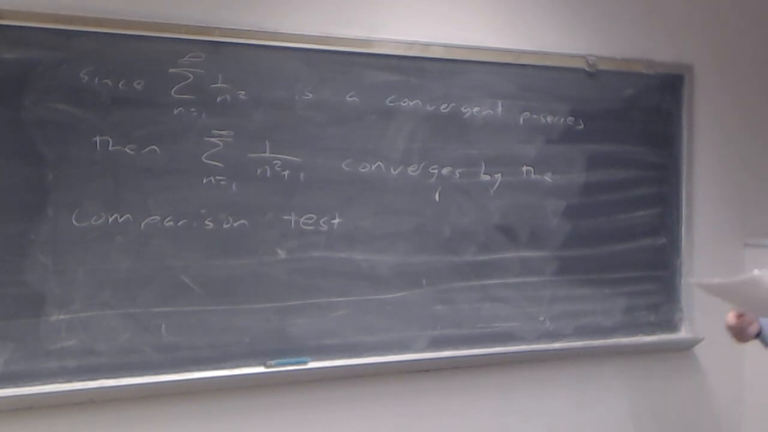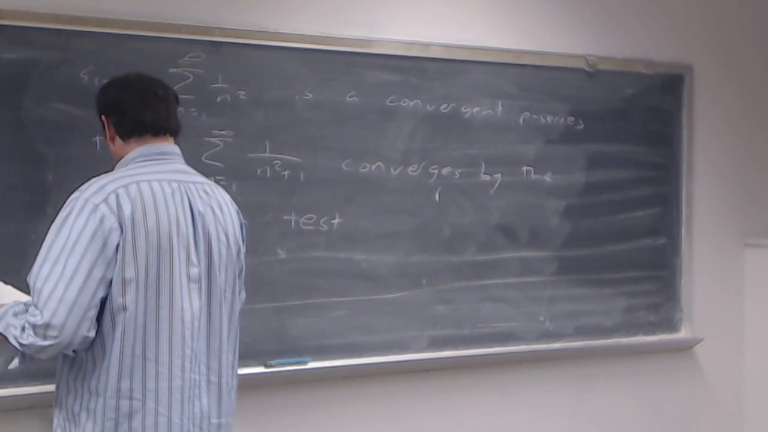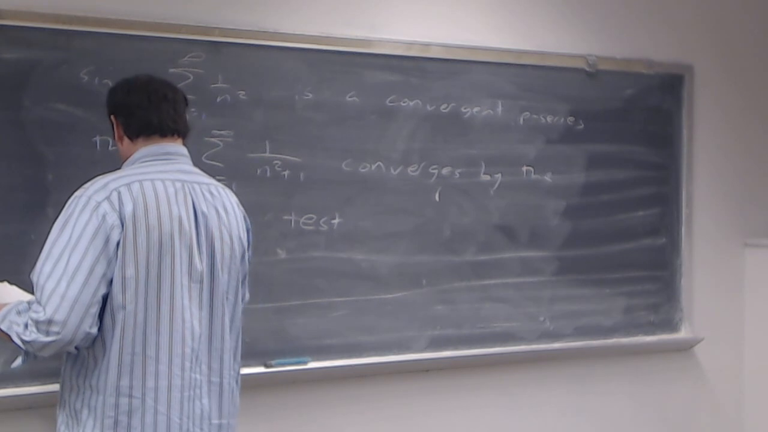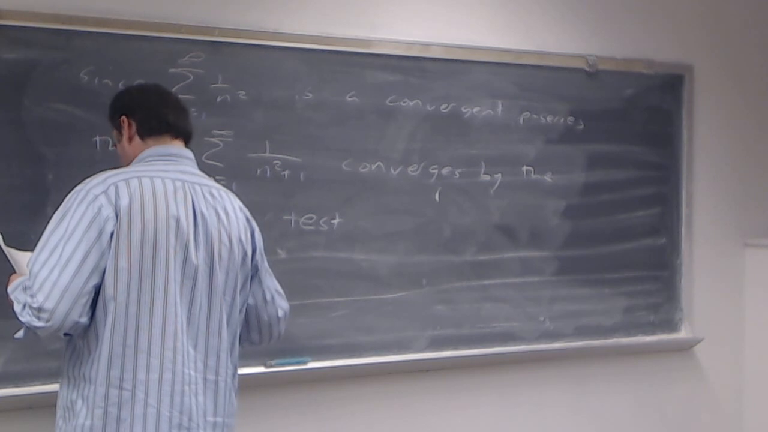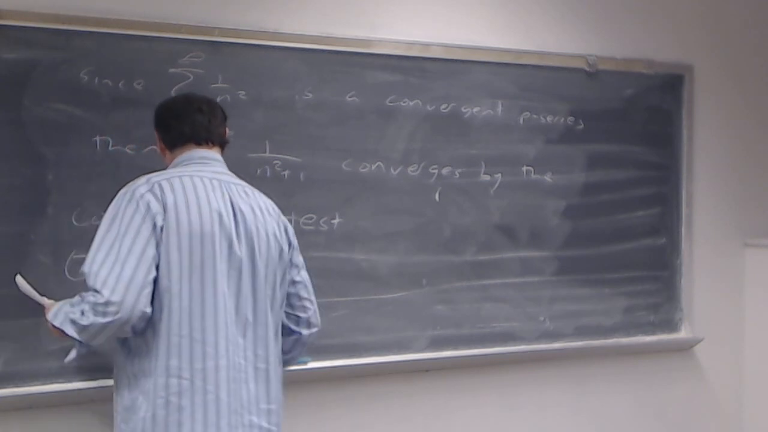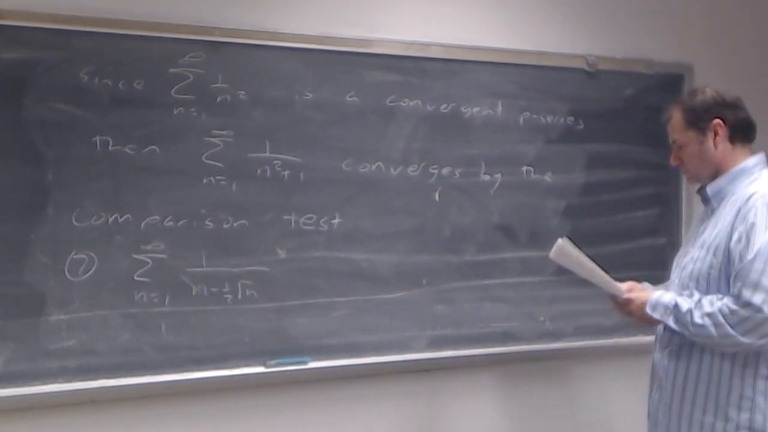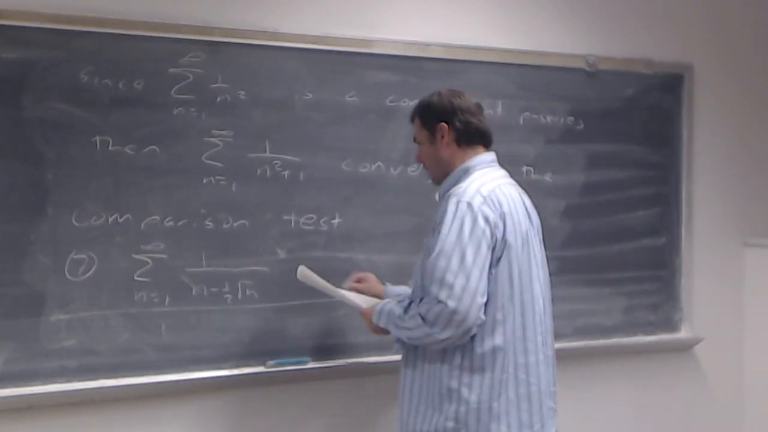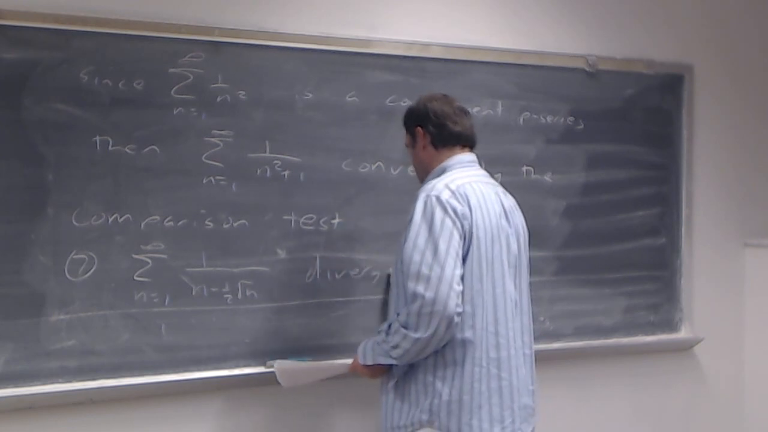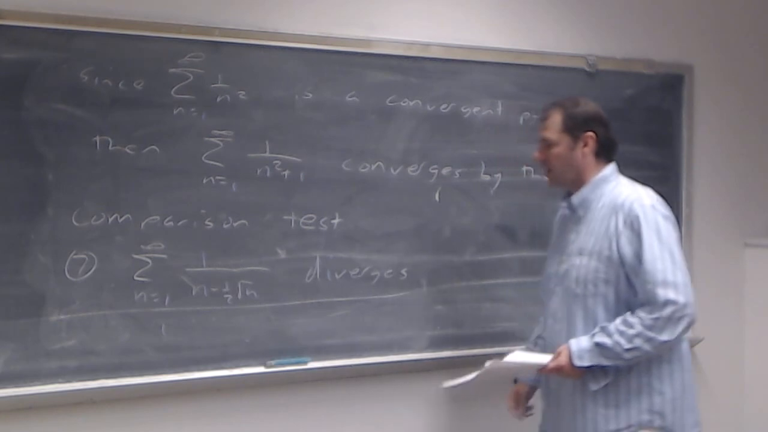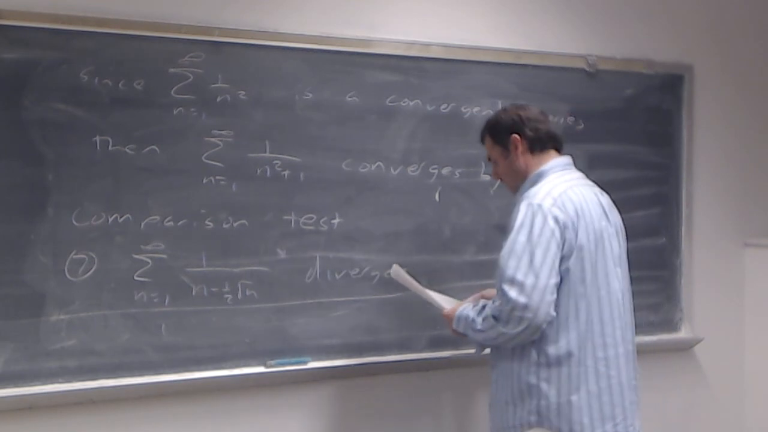Another example I'd like to look at is this series. The series as n runs from 1 to infinity, 1 over n minus 1/2 times the square root of n. Now, we want to know if this converges or diverges. I'm going to tell you that it diverges. It's a lot like a p-series, and I think that's what we can compare it to.